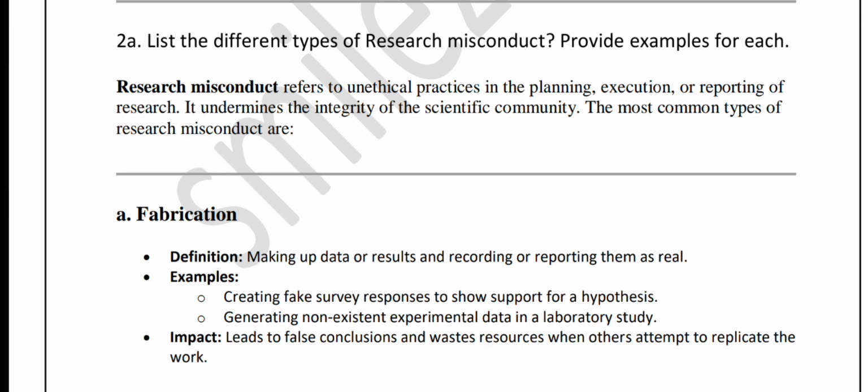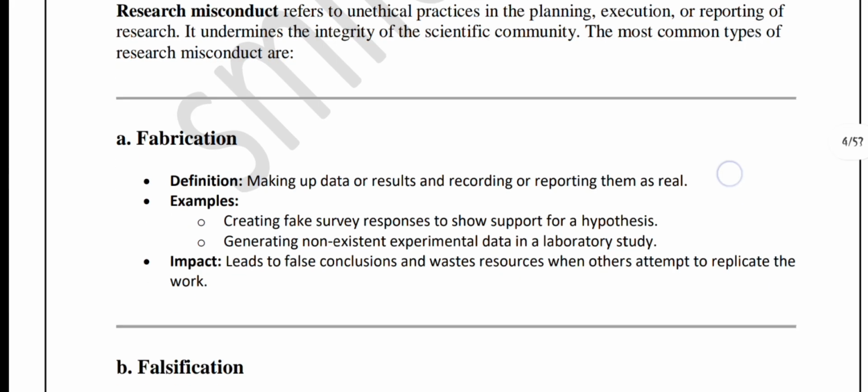So examples: creating fake survey responses to show a report for a hypothesis, or creating fake details to show the report as guided or authored. In fabrication, the person does not have any authorship or guide; he was only copying someone else's matter and making it his own. He says, "It is my own project," and gives a report like that. So it leads to false conclusions and wasted resources when others attempt to replicate the work, because it shows that he had already copied that information.